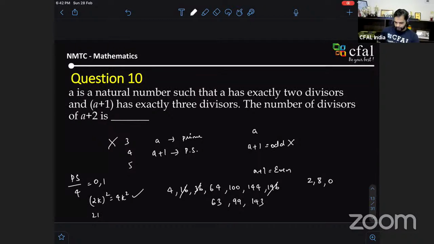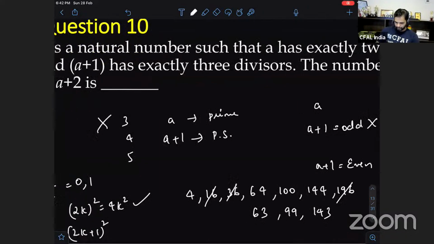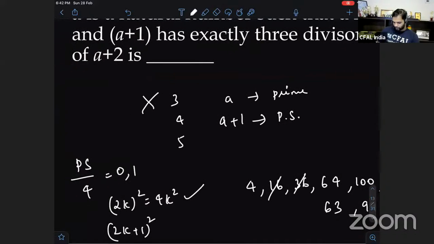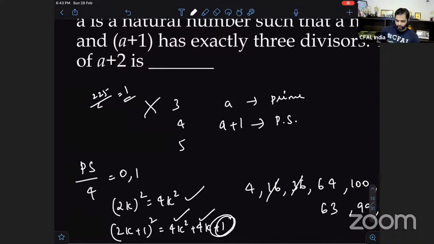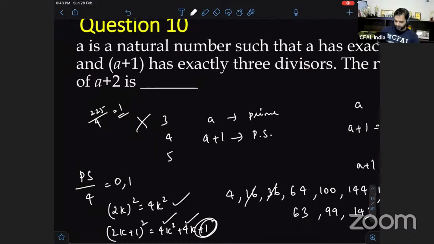If I take an odd number and square it, 2k plus 1, let me just zoom in so that it's clear here. So 2k plus 1 whole square is 4k squared plus 4k plus 1. Can you see that this term is divisible by 4, this term is divisible by 4, so the remainder is 1. Take any random perfect square as an example, like 225. I know it's odd, so the remainder is 1. Always 1 when you divide by 4.